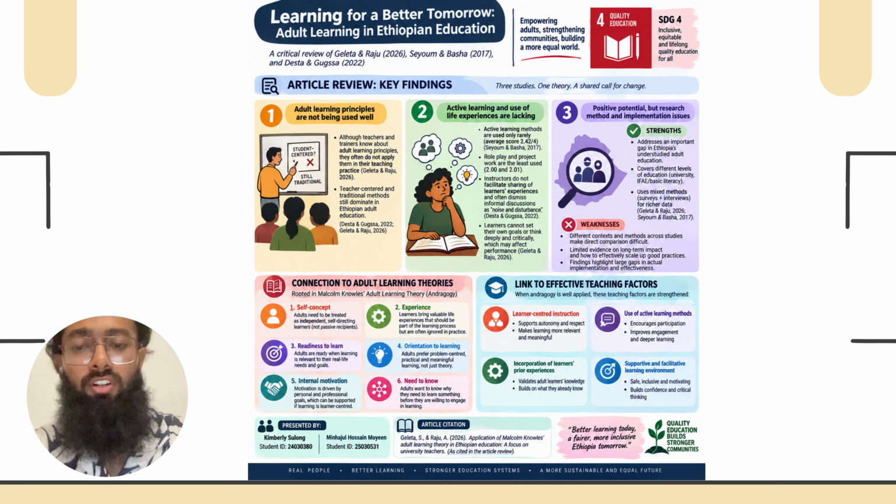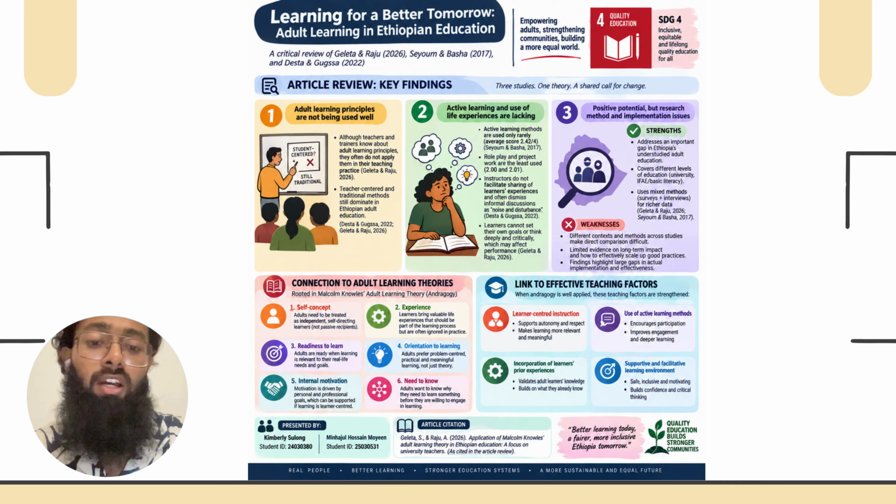Now let's examine the broader societal impact of this research by linking it to the United Nations Sustainable Development Goal 4, also known as quality education. As you can see on the top right corner of our infographic, SDG 4 aims to ensure inclusive, equitable, and lifelong learning opportunities for everyone, regardless of their race, age, gender, or any other contributing factors that may affect someone's education.